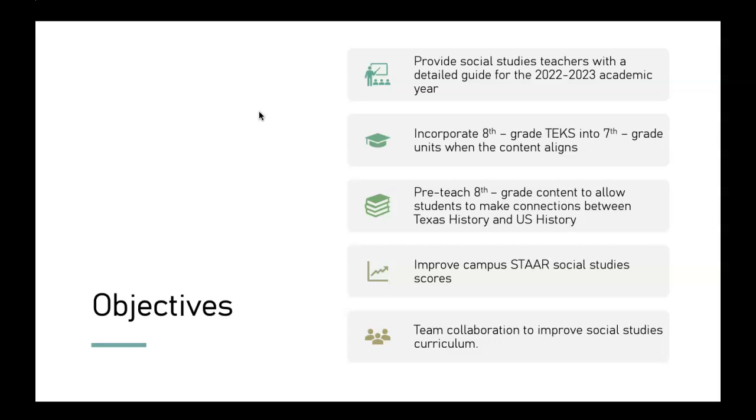Also, by incorporating 7th and 8th grade content, it will build team collaboration as the entire social studies department will work together to improve how we teach Texas history on our campus, because it's going to benefit the 8th grade teachers that their 7th grade students have this background knowledge coming into their classrooms.